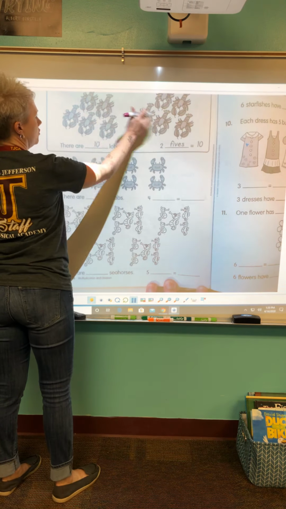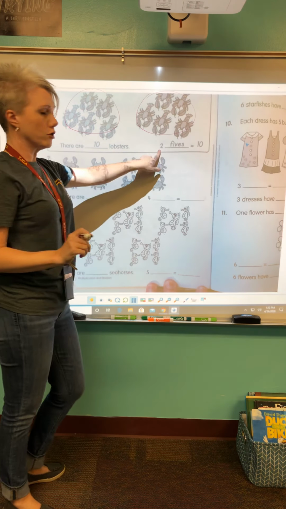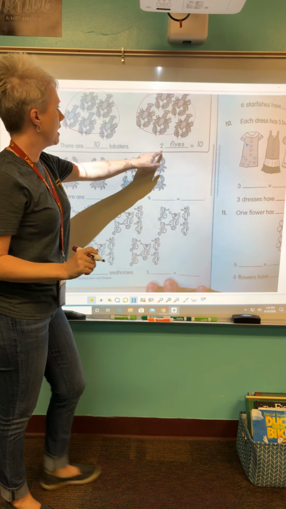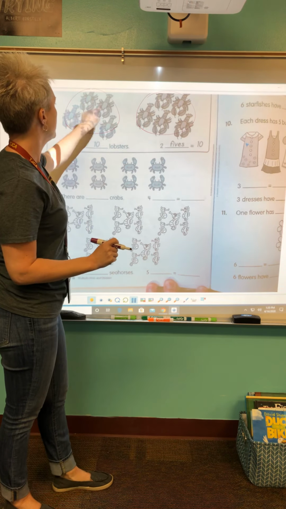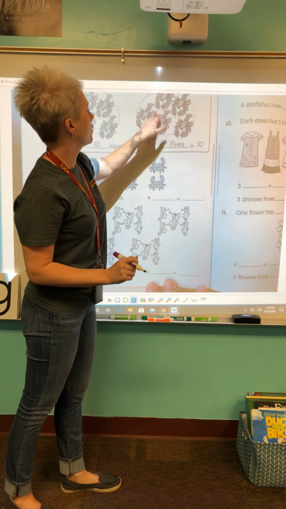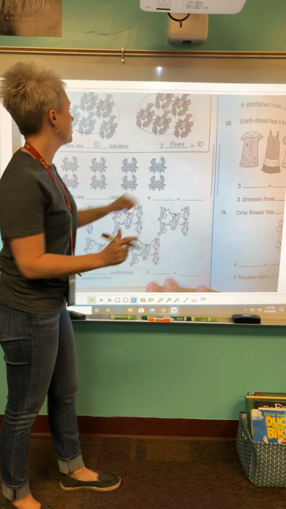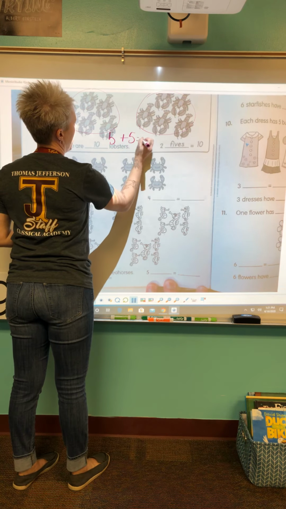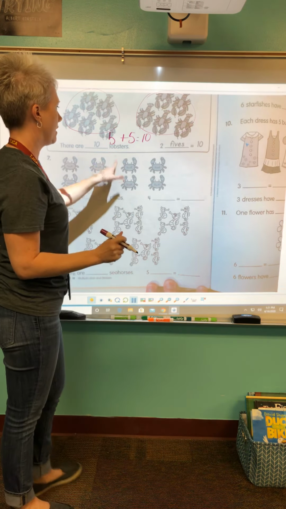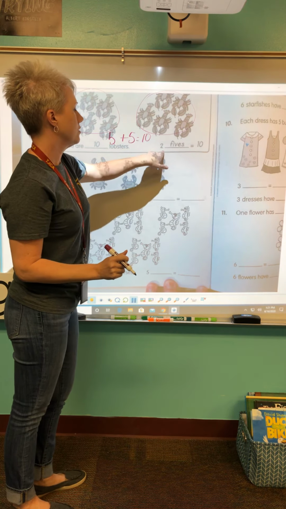So they have 2 groups. One group is here. One group is here. So the number of groups comes first. 2 groups. And this number is how many is in each group. Okay, 1, 2, 3, 4, 5. 1, 2, 3, 4, 5. 2 groups of 5 or 2 5s equals 10. And that's the same as saying 5 plus 5 equals 10. 2 5s. 1 5, 2 5. 2 5s equals 10.